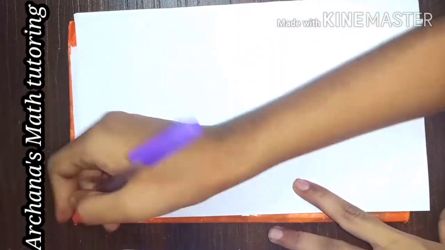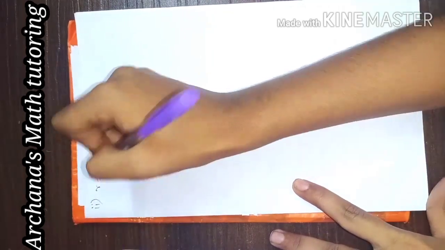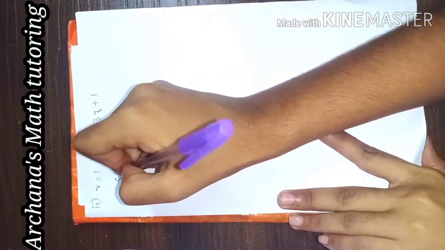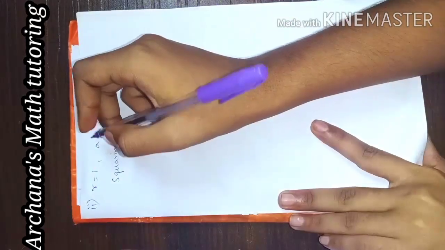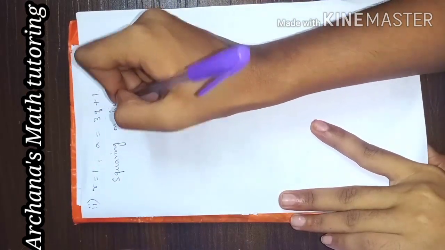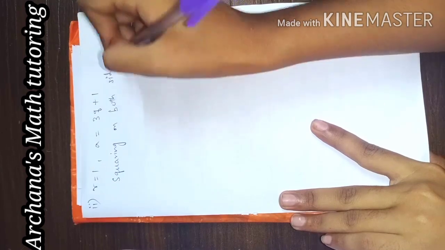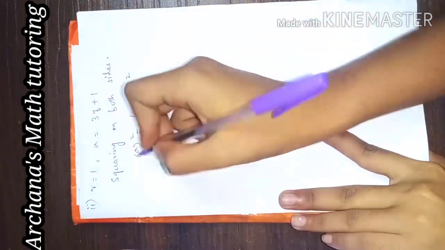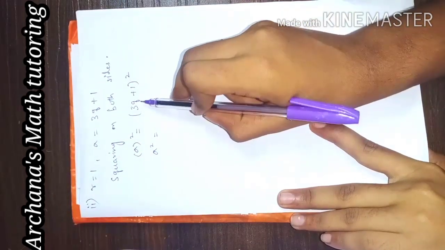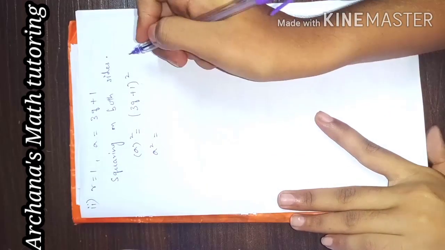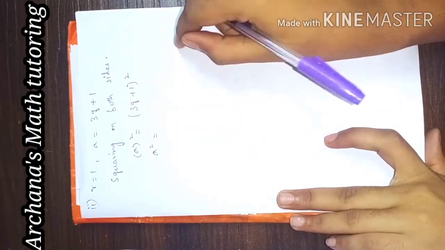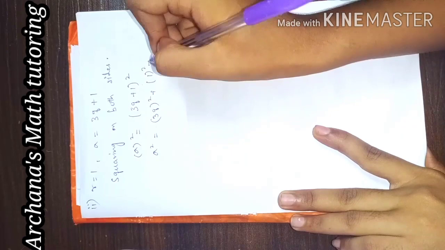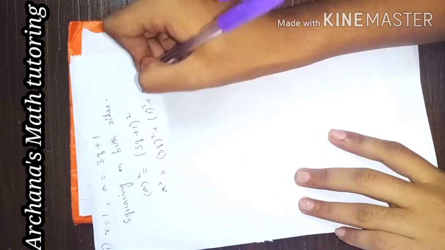Now the second case is when r is equal to 1, and the a value is 3q plus 1. Again squaring on both sides, because the question asks for the squares of any positive integer. A whole square is equal to 3q plus 1 whole square. This is in the form of a plus b whole square. What is the formula for a plus b whole square? A square plus b square plus 2ab. So 3q whole square plus 1 square plus 2 into a, which is 3q, into b, which is 1.